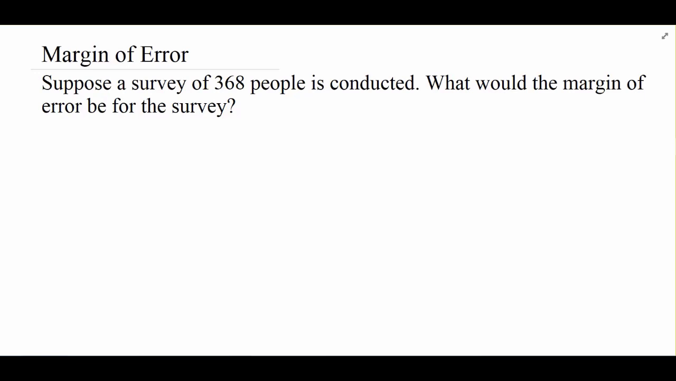To say, we did our best, we did a simple random sample, but you know what? It just might not have matched up exactly. Now, like I said, there's very precise ways you can do this once you learn more statistics. We're going to use a decent estimation. Our decent estimation for the margin of error is going to be 1 over the square root of n, where n is your sample size.